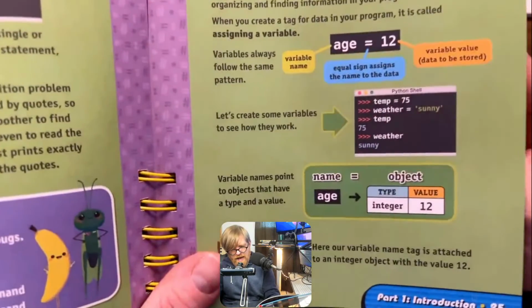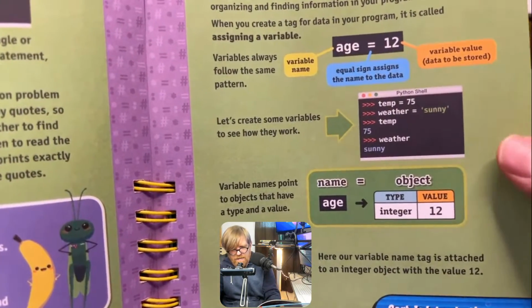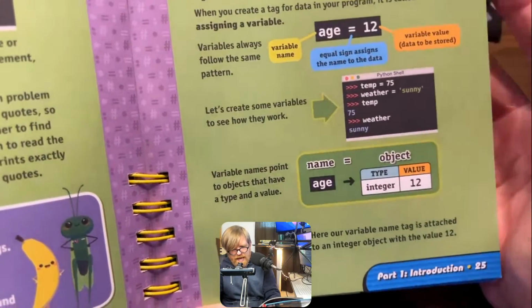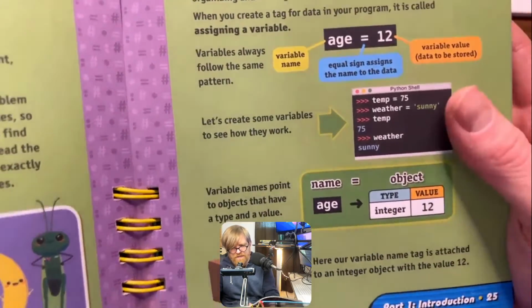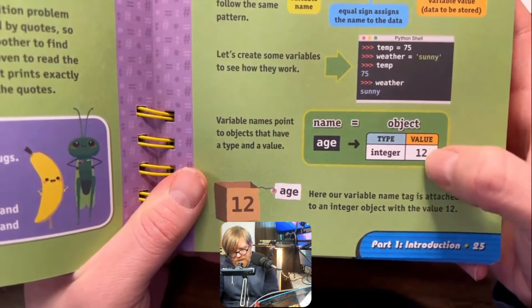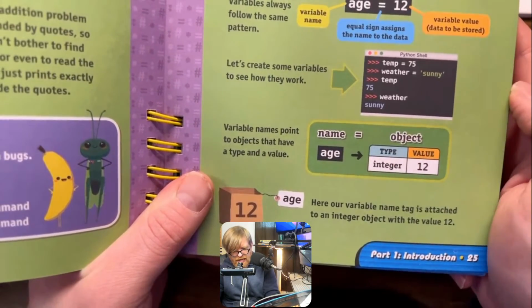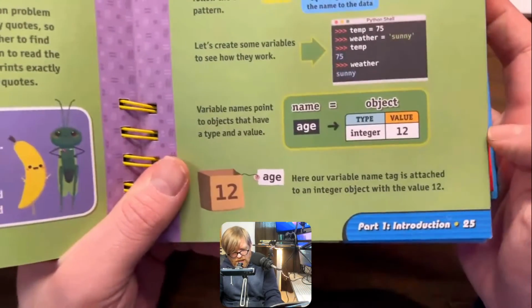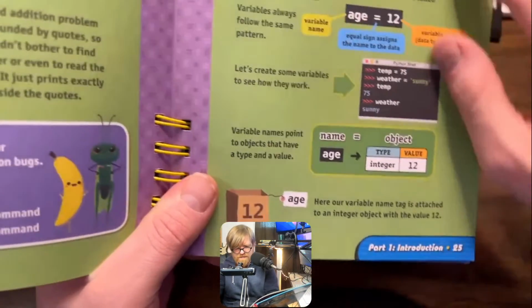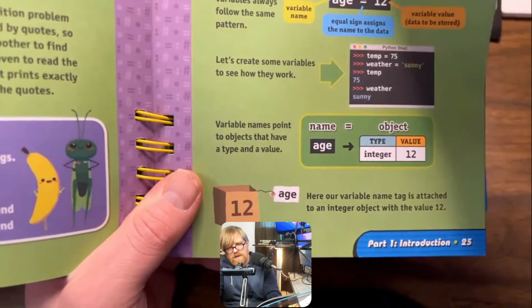Variables. Variable names point to objects that have a type and a value. So that 12, when we say age equals 12, age is pointing to the value 12, and then implicitly, in the case of Python, to what type of data that is. Once you put these two things together, this is called an object.